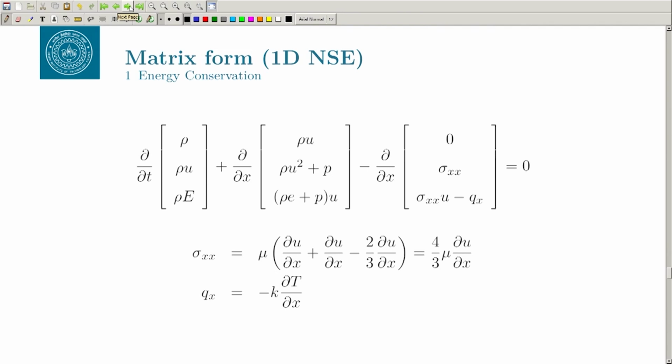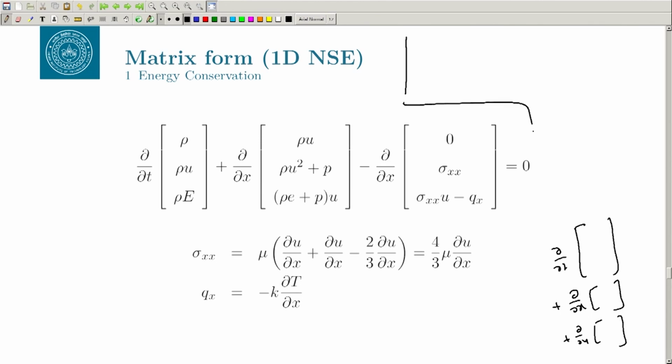So, if you want to write this in the matrix form, what we can do is take all the d by dt terms together, plus the d by dx terms together, okay, and plus the d by dy terms together, and so on and so forth, right. So, from the tensor form I will now write it in terms of the matrix form, right. So, in the matrix form, let us say I am writing for 1D flow.